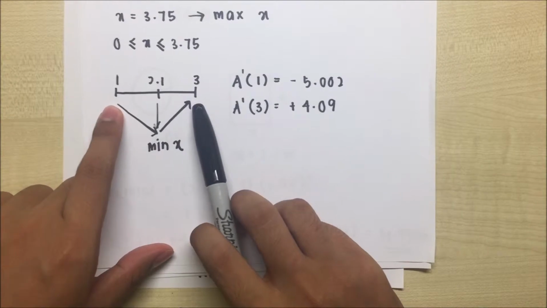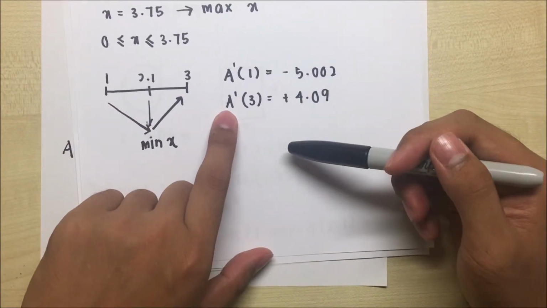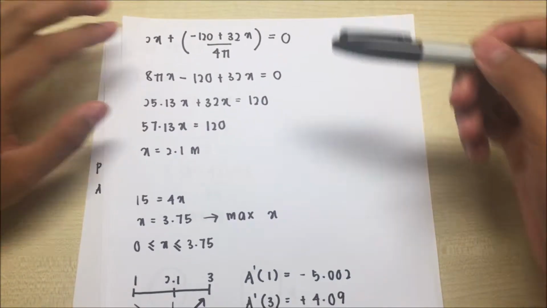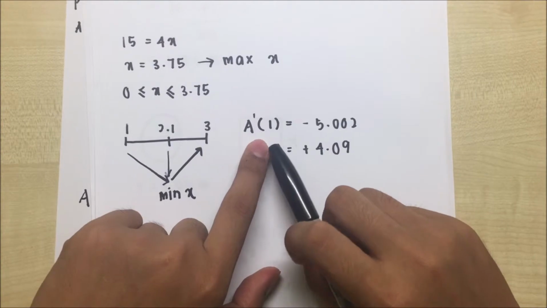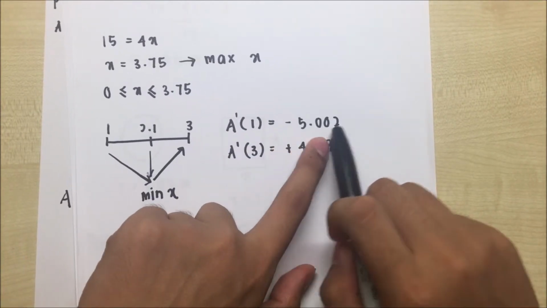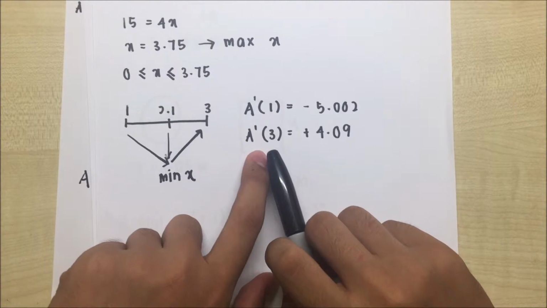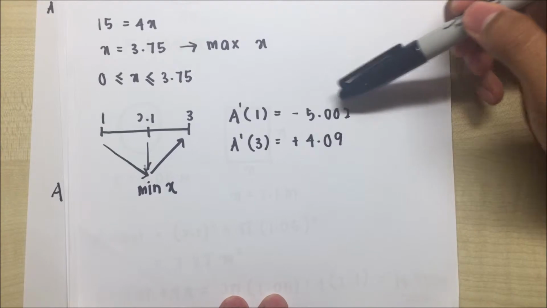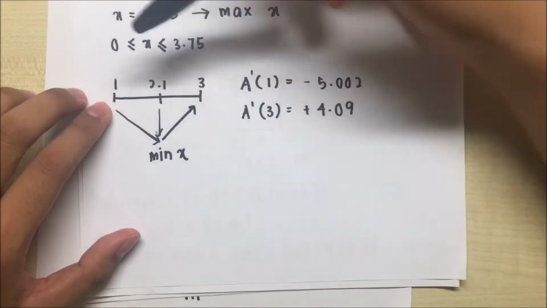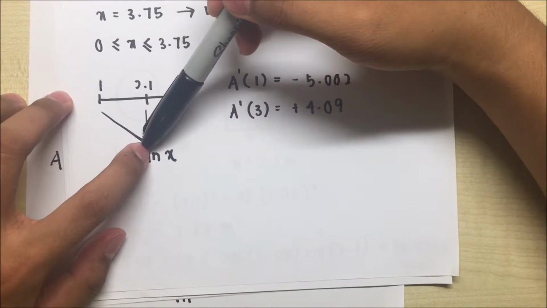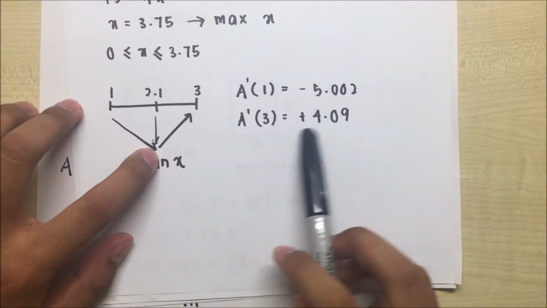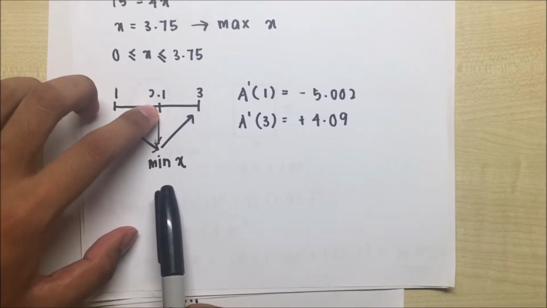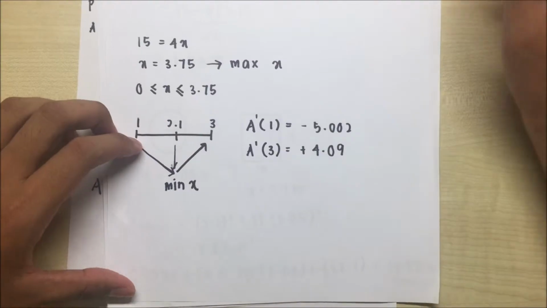So from these values, we just substitute into this equation. When we substitute with 1, we will get negative 5.002. When we substitute with 3, we will get positive 4.09. So when we get negative 5.002, the graph will decrease, and when we substitute with 3, it will increase. So this is the minimum point, which is 2.1 for the value of x.